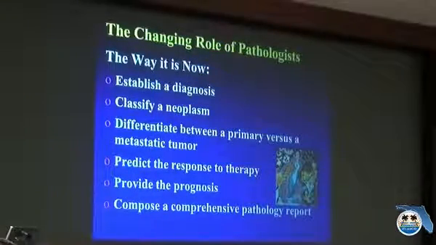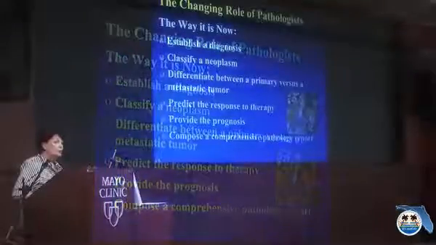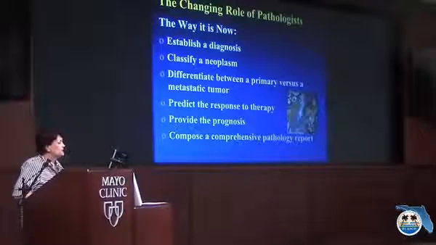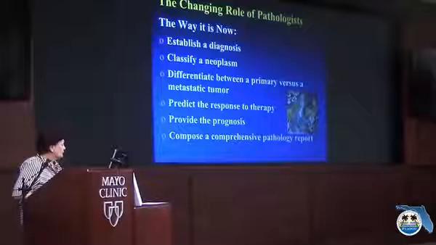The patients come with no history of primary cancer anywhere, and they present with a lesion, and you need to know whether this is really a metastasis coming from somewhere else, from an occult cancer, or whether this is basically a primary cancer of that area. We have to predict response to therapy, provide prognosis, and of course compose a comprehensive pathology report.